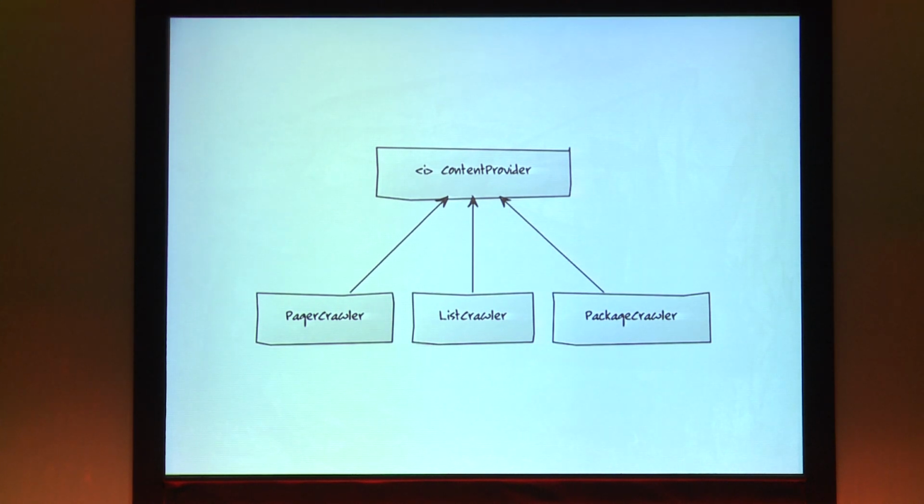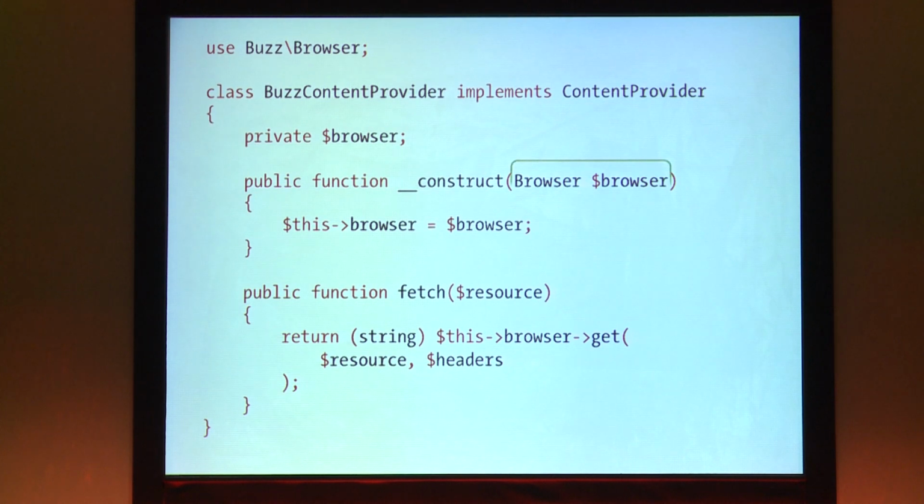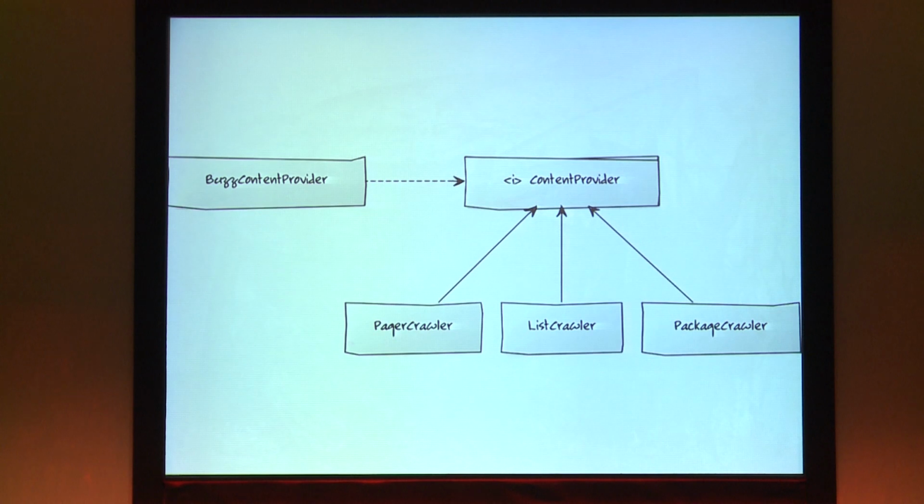The other part of the story: we implement that interface, simply decorating the browser. That's actually an adapter. We adapt the Buzz browser interface to our domain interface, I would say. So we simply call the browser, decorate the browser in this case. Then our Buzz content provider implements the interface and uses the Buzz browser. Notice the dependencies. There are no direct dependencies from the crawler to the Buzz browser.